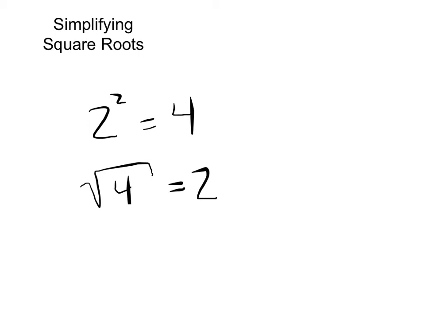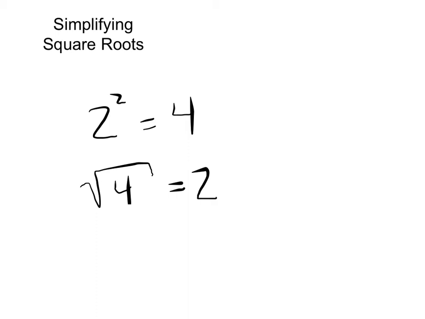The square root is simply the opposite of squaring. So if I asked you to do 2 squared, you could tell me that that was 4. So to do the opposite, I would say, what's the square root of 4? We would say 2, because 2 times 2 equals 4.